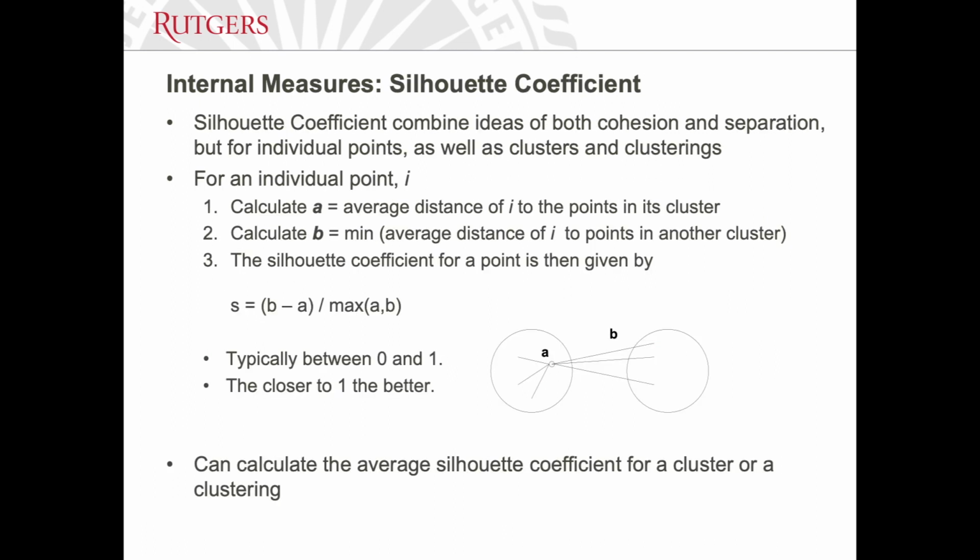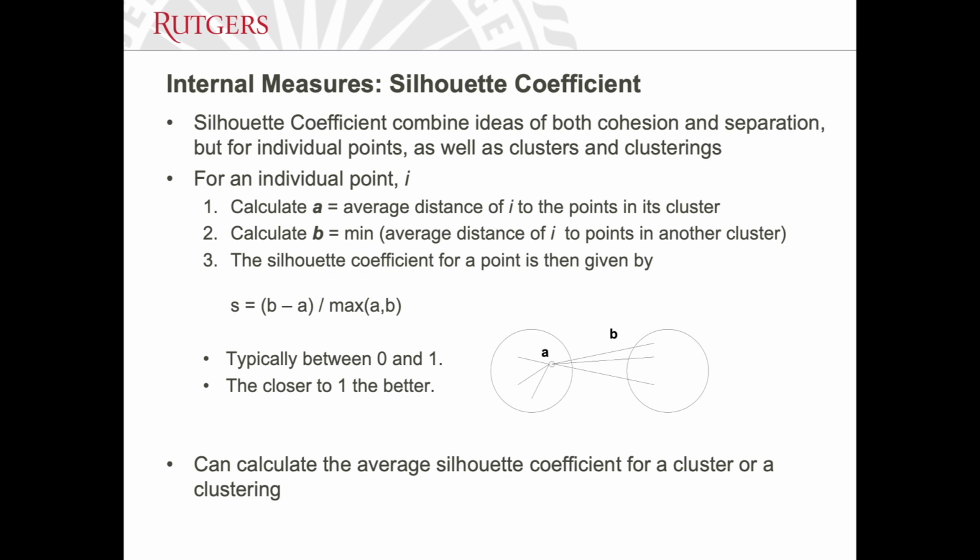The silhouette coefficient is a very popular measure that combines both cohesion and separation. If you are interested to know how to compute the silhouette coefficient for an individual point, you can follow the 3 steps listed here. First is to calculate the average distance to all other objects in its cluster. The second step is to find the minimum of the average distance to all other objects in all other clusters. Then the third step is to calculate the silhouette coefficient for a point. Follow the formula listed here.